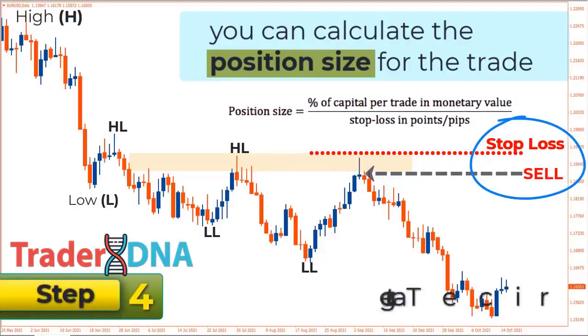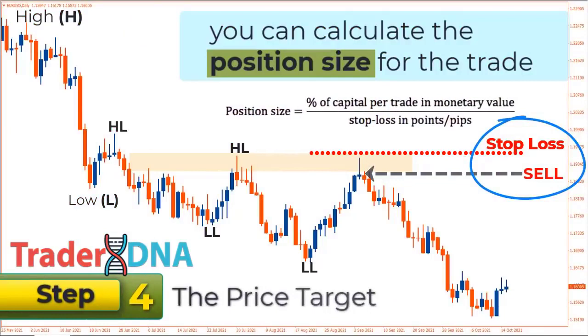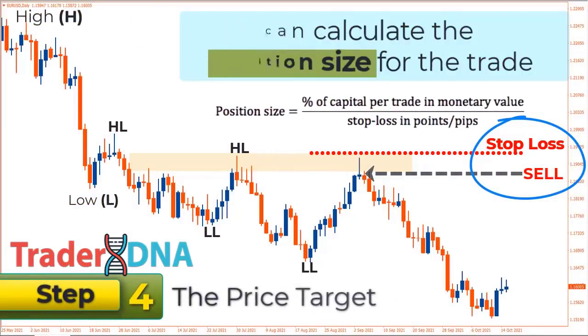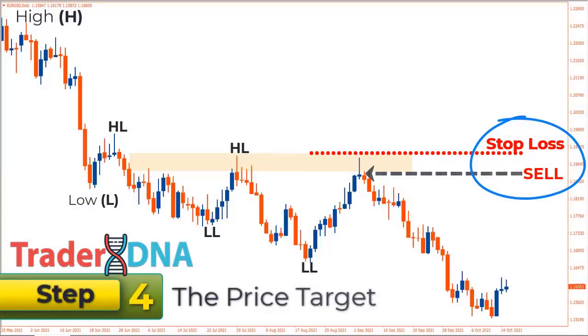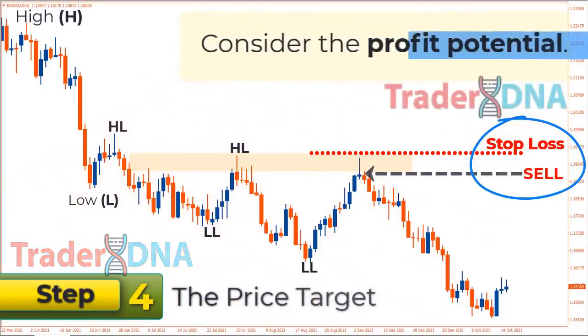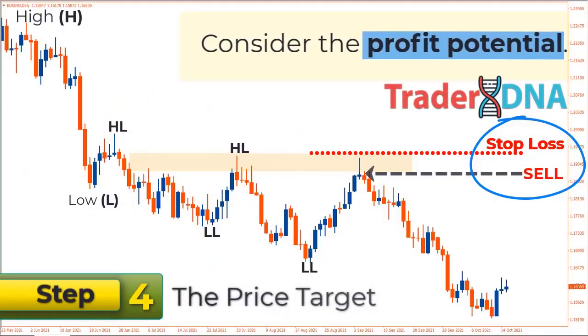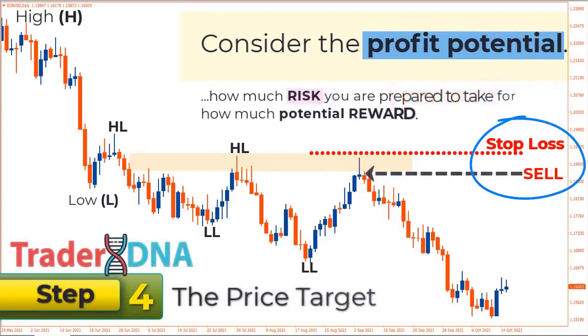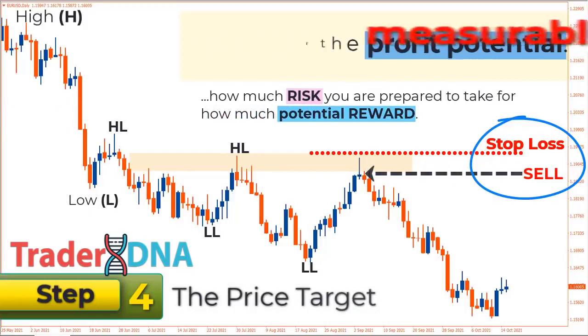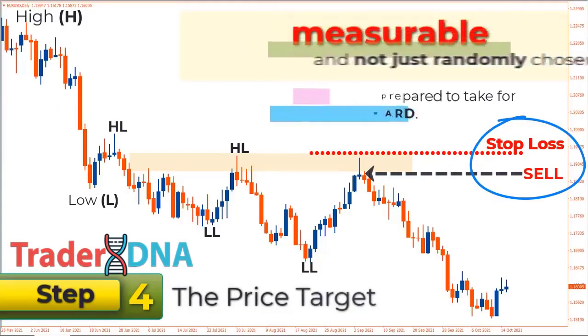Step 4. The price target. You now know that conditions are favorable for a trade, as well as where the entry point and stop loss will go. Next, consider the profit potential. Choosing a profit target is the next key part of your trading strategy. It requires you work out in advance exactly how much risk you are prepared to take for how much potential reward. The profit target is based on something measurable and not just randomly chosen.